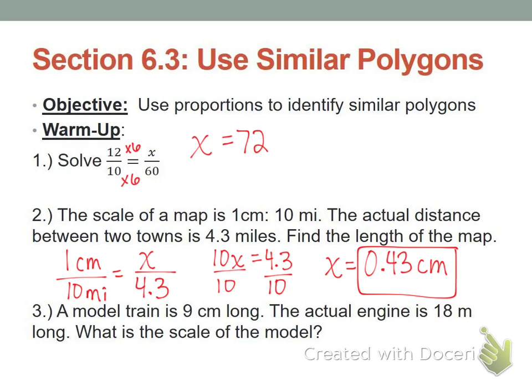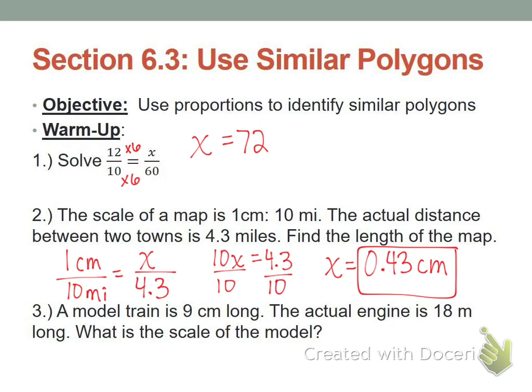Yes, ma'am. If I were to just take 4.3 and divide it by 10, if you show me your work, that's fine. I will take it. Okay. I would recommend proportions, especially if you're not super great at knowing which way to go.